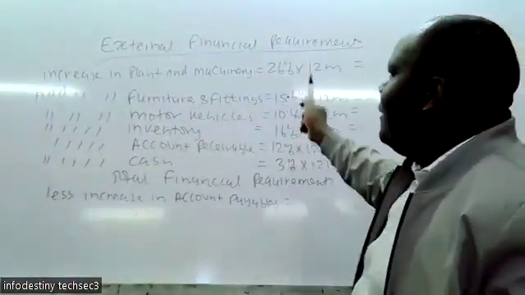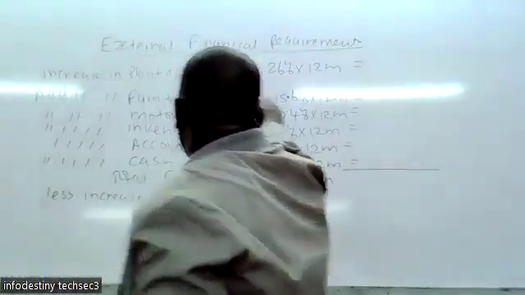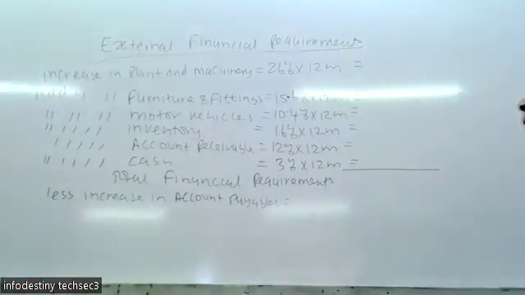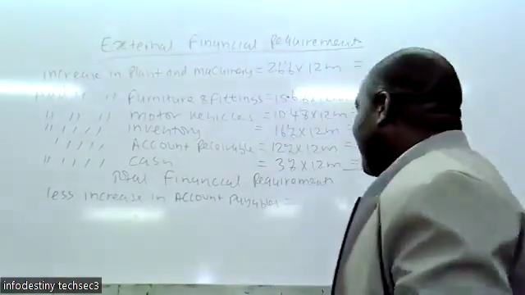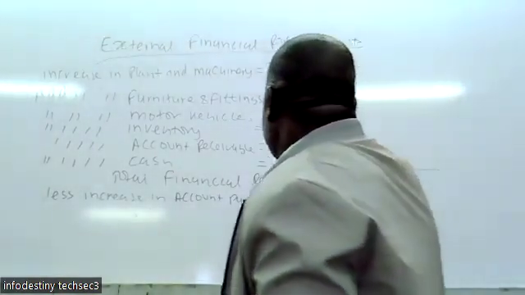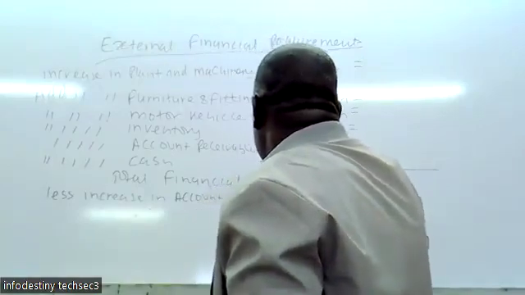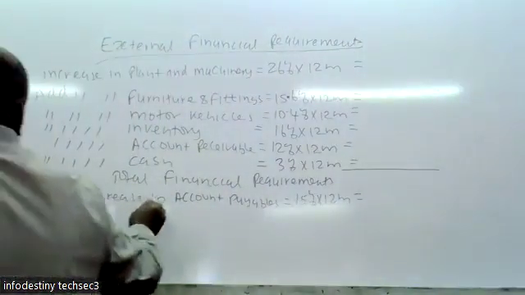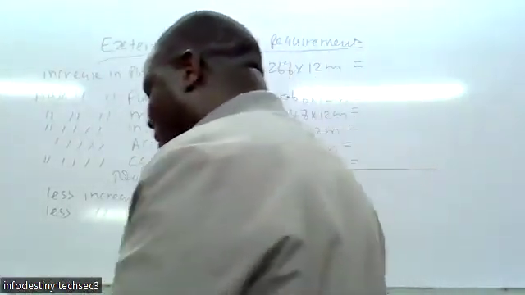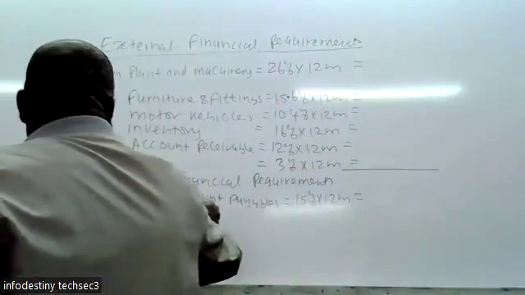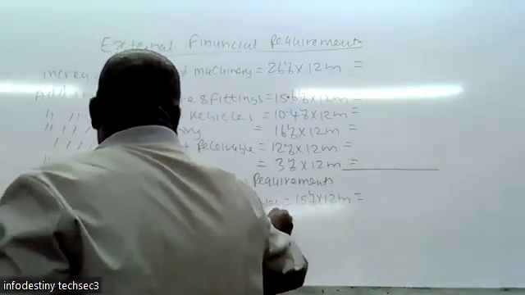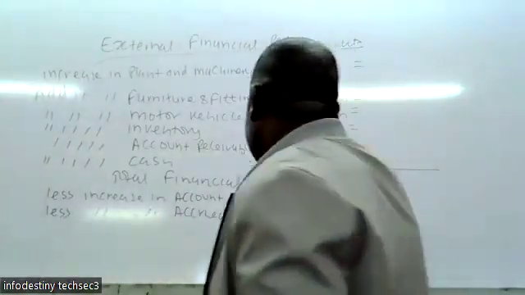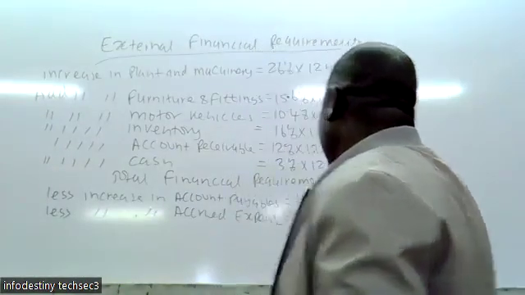We are looking at the increase. Like the increase in the plant, I cannot use the total sales. I only use the incremental sales. So increase in the accounts payable. Accounts payable, it was what percent? 15%. So multiply by incremental sales. The other item was accrued expenses. It was which figure? It was 10%. So 10% of 12 million.